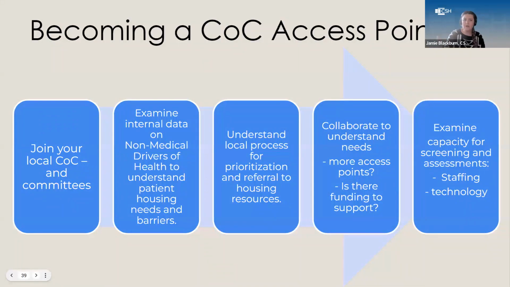Familiarize yourself with the local process for coordinated entry. What's their prioritization and referral? Are there certain subpopulations that they are prioritizing on that list? Does that align with your own patient population and data? If it does have significant overlap, then considering becoming an access point would be really smart and beneficial for you, because it will remove barriers for your patients.